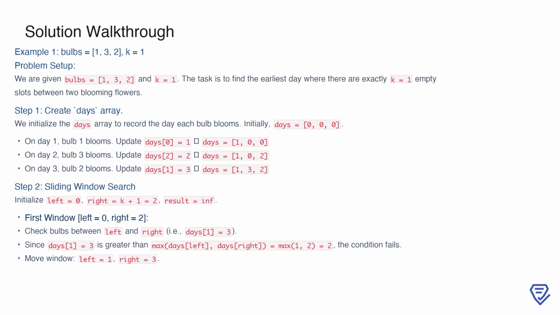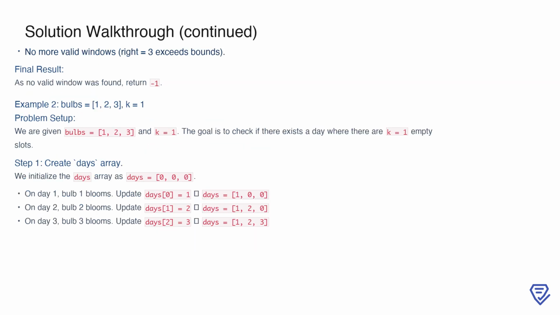We then shift the window by incrementing left to 1 and right to 3. With the updated window, right now exceeds the bounds of the array, meaning there are no more valid windows to check. As a result, no valid day exists where there's exactly one empty slot between two blooming flowers in this example. Therefore, we return -1.